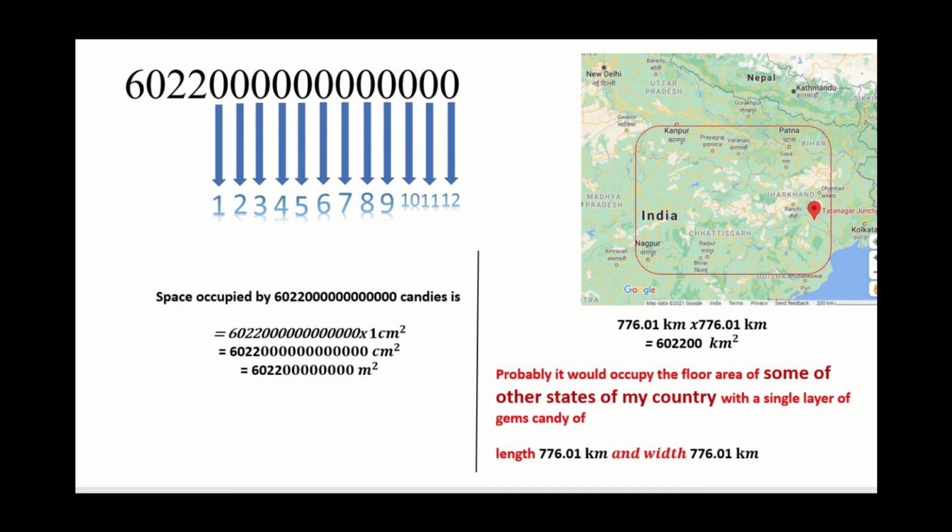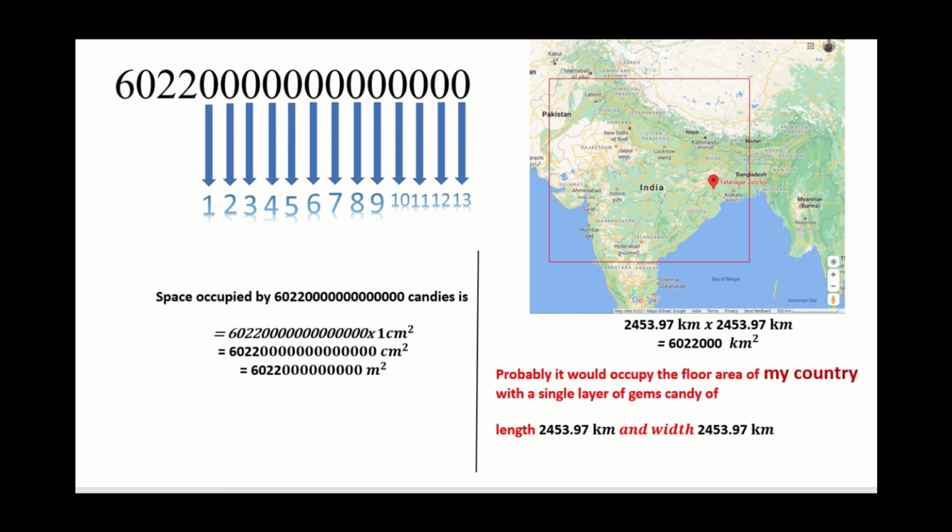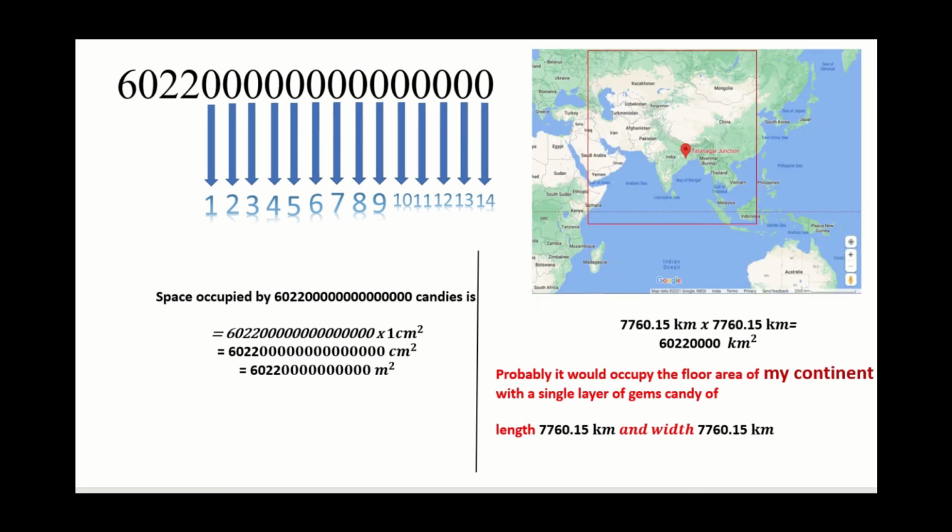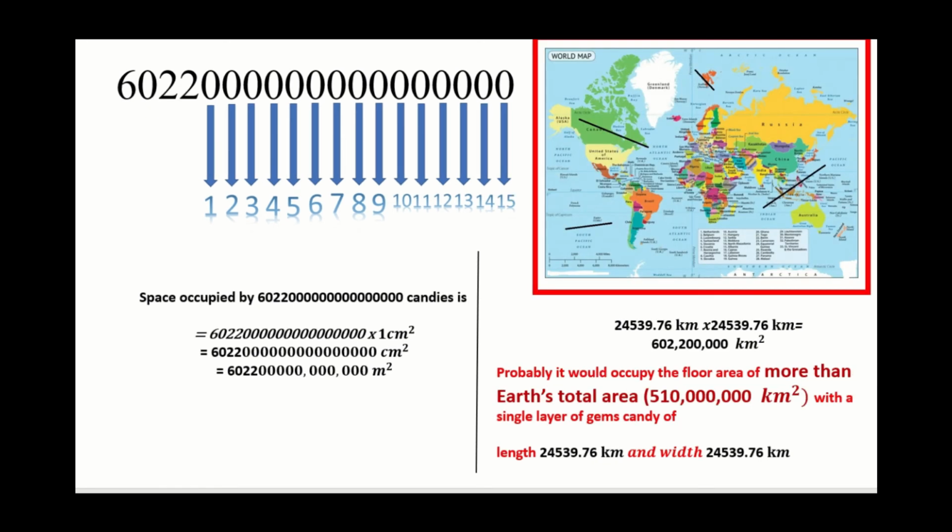When the number 6022 is followed by 12 zeros, multiply it by one more 10. I think now the whole gems layer will occupy the area of my country. One more 10. My entire continent is covered with gems candy. One more 10. More than Earth's total area will be covered by a single layer of gems candy. You have the final number 6022 followed by 15 zeros.